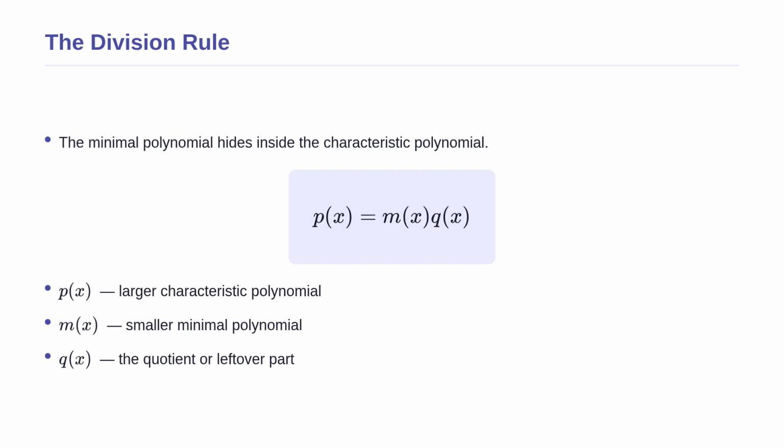In this relationship, P of x is the larger characteristic polynomial we just found. M of x is the smaller minimal polynomial we are looking for. And Q of x is just whatever is left over after the division, known as the quotient. This division rule tells us a massive secret. The minimal polynomial must contain the exact same base roots or eigenvalues as the characteristic polynomial. If the matrix has more redundant information, the quotient Q of x becomes larger, leaving a smaller, more efficient minimal polynomial M of x.